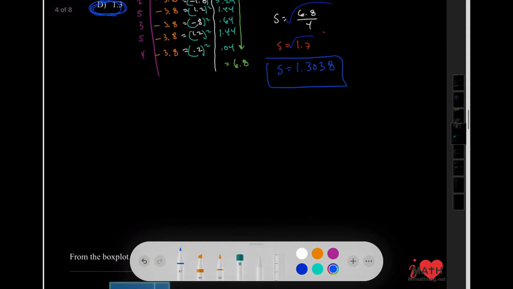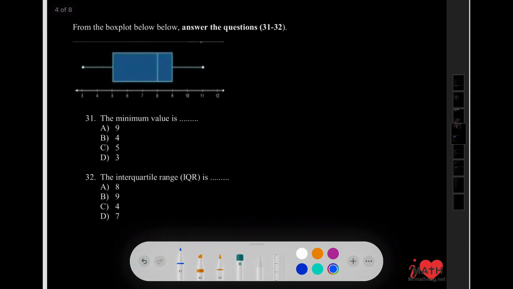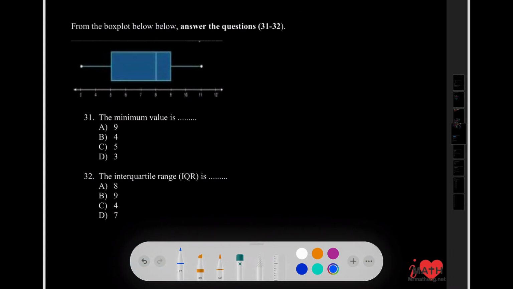All right, the box plot below, answer the questions. The minimum value for number 31 is, it's kind of hard to see, but that's a 3, and they're just counting by ones there, so there's my minimum. So 31 is D.